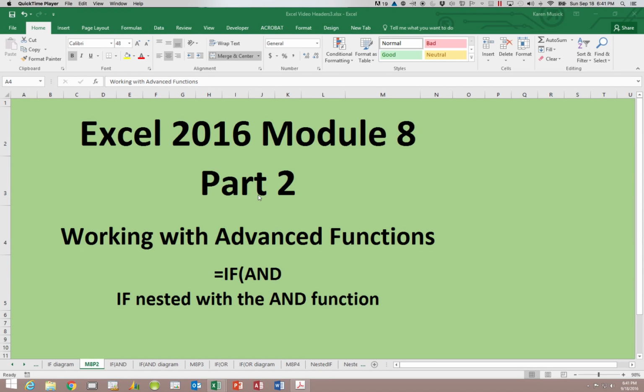This is Excel 2016, Module 8, Part 2. We're looking at some of the advanced functions, and with this one, we are going to combine the AND function with the IF function. You may see this referred to as the equals if and. You could also have it referred to as the if nested with the and, or the and nested with the if.